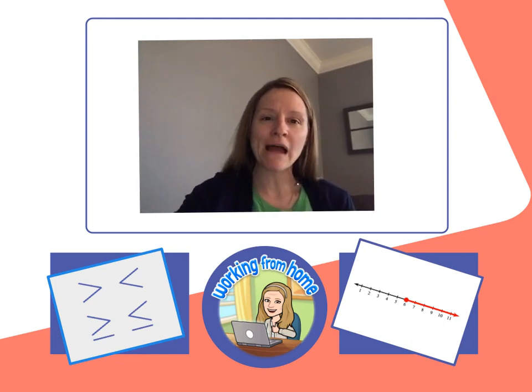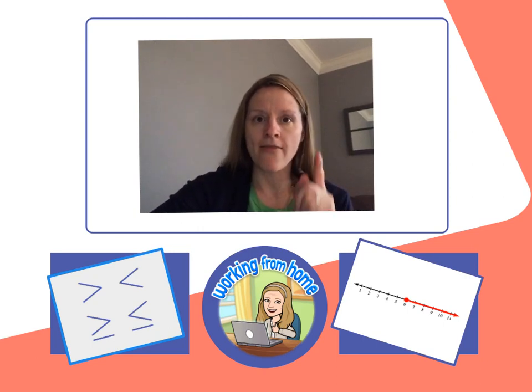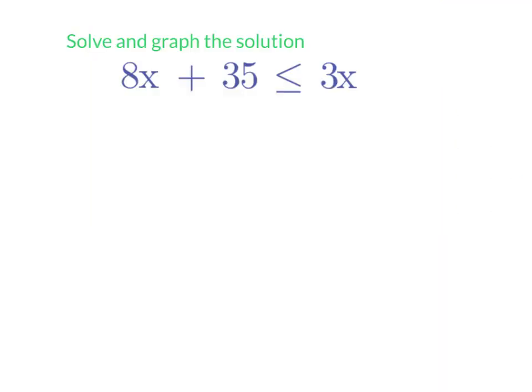Okay, so could you grab a sheet of paper, and we're going to do 2 practice problems together, and then I'll give you the rest of your instructions. Okay, so we're going to solve and graph this inequality. 8x plus 35 is less than or equal to 3x.